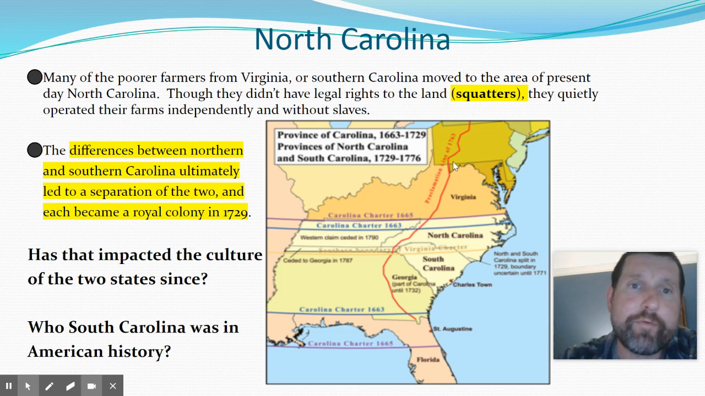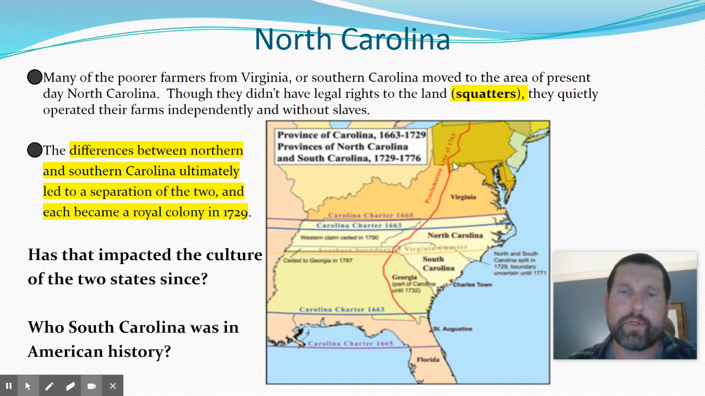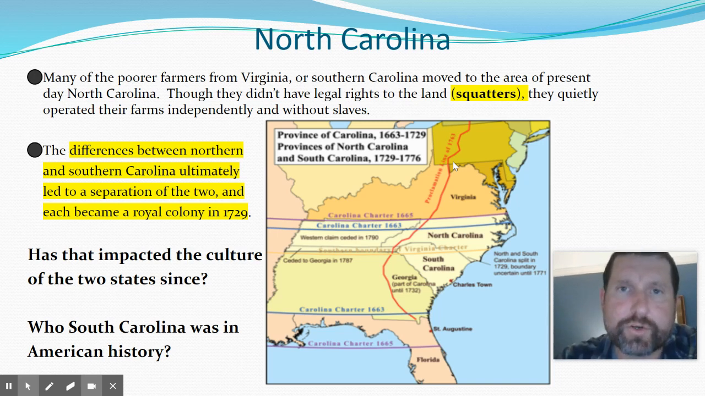In fact, in certain areas of North Carolina, you have a lot of squatters sitting on land. They actually didn't own the land, but they operate their farms, largely subsistence farming and into some trade farming as well, as those economies began to flourish, as those crops that we'll talk about today began to flourish. And South Carolina, again, the aristocracy, and you can imagine that there's probably been some impact of this founding period on the cultures of North and South Carolina.